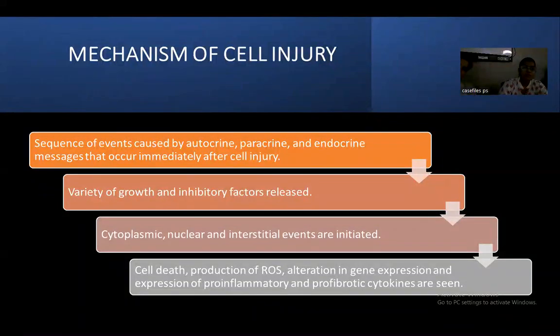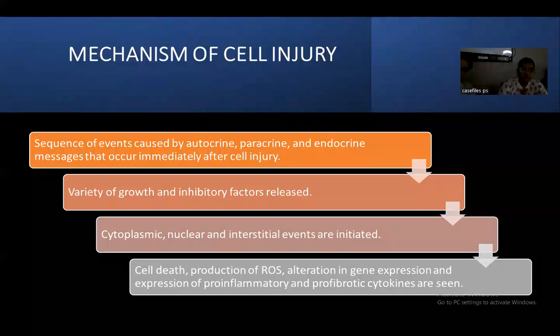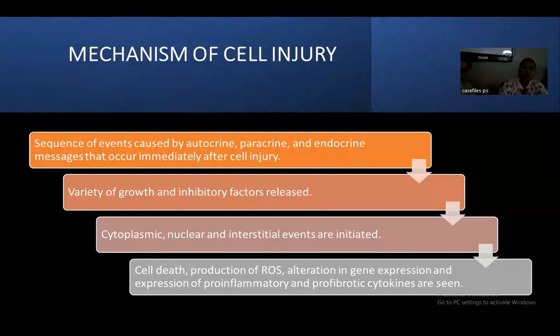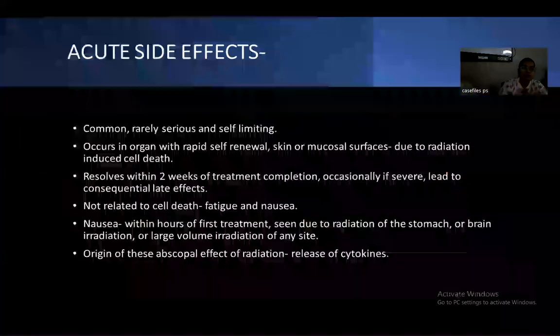Sequence of events caused by autocrine, paracrine, and endocrine messages that occur immediately after cell injury. A variety of growth and inhibitory factors are going to be released that will lead to cytoplasmic, nuclear, and interstitial events that will further lead to cell death, production of ROS, reactive oxygen species, and alteration in gene expression, along with expression of pro-inflammatory and pro-fibrotic cytokines.